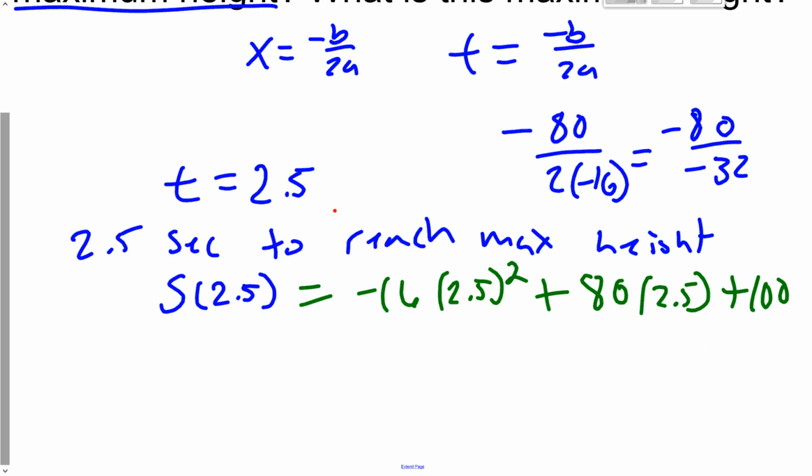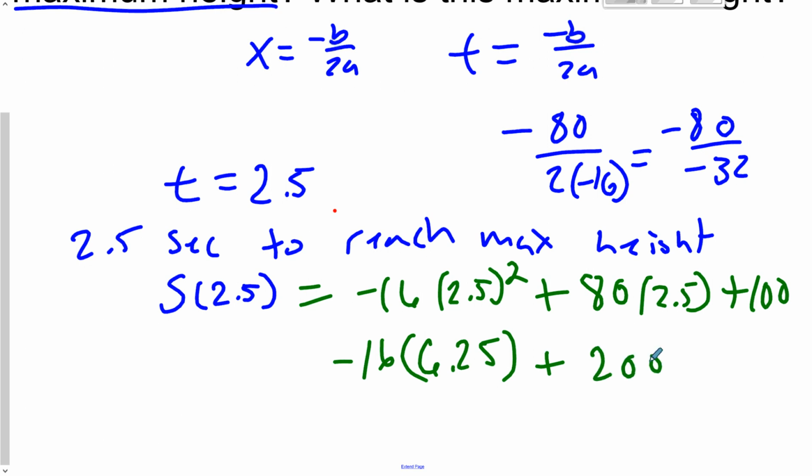Okay, so I got to take 2.5 and square it, right? So that's basically just 25 times 25 and then move over the decimal. So 6.25. And then I got to times that by negative 16. And then I'm going to take 80 and times that by 2.5. And I get 200. And then I'm going to add 100. So negative 16 times 6.25 is negative 100. So I have negative 100 plus 200 plus 100.